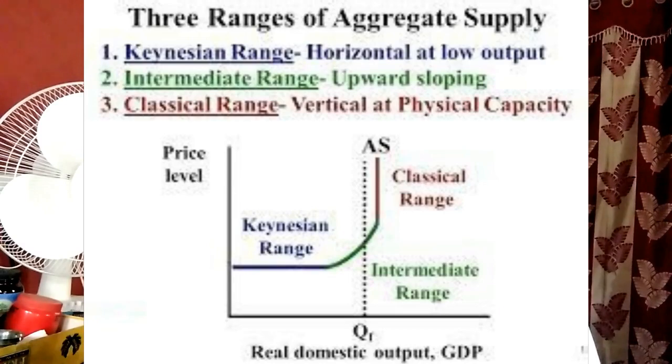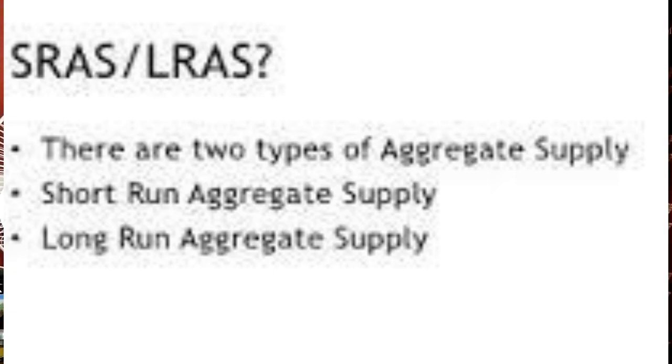And the next point is, what are the three ranges of aggregate supply? The aggregate supply curve shows the three ranges: Keynesian, intermediate, and classical. In the classical range, the economy is producing at full employment. And the next point is, what are the two types of aggregate supply? In order to address this issue, it has become customary to distinguish between two types of aggregate supply curves: the short run aggregate supply curve and the long run aggregate supply curve.